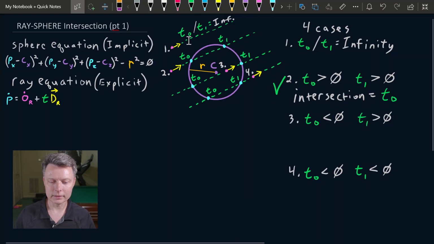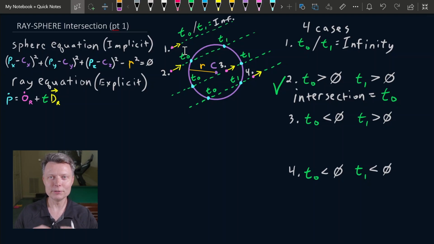Now let's look at case number 1. I named this case number 1 because this is actually going to be 90% of the cases. So if you have a little sphere in your scene and it's sitting on the ground, let's say, and you're firing out a ray from each pixel. Remember how we did that last time? We fired out a ray.